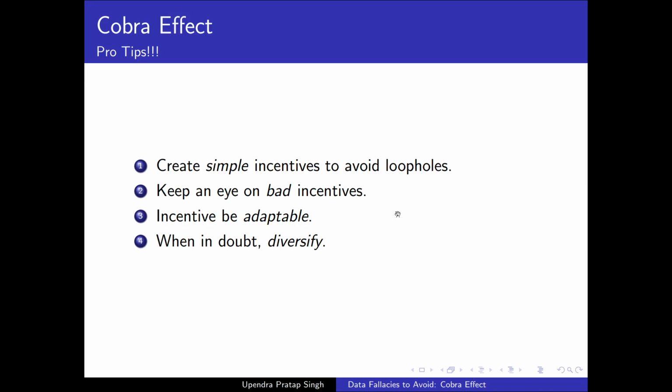With this, I hope you have understood the basics of Cobra effect, and I leave you with an expectation that in future you will be able to spot Cobra effects in context to machine learning and data science. With this, we come to an end of this session.